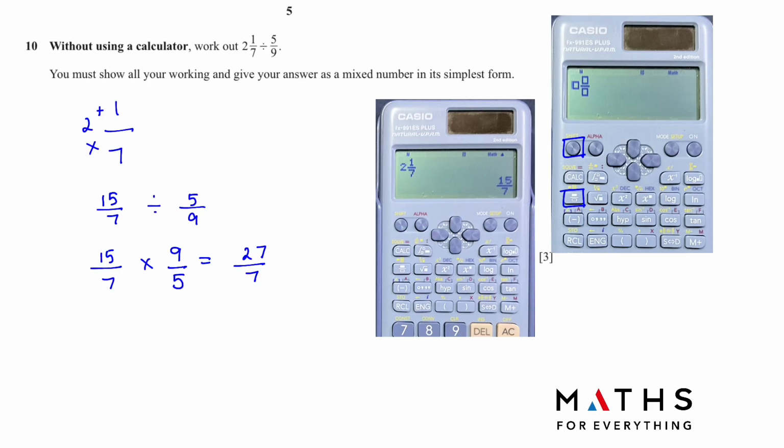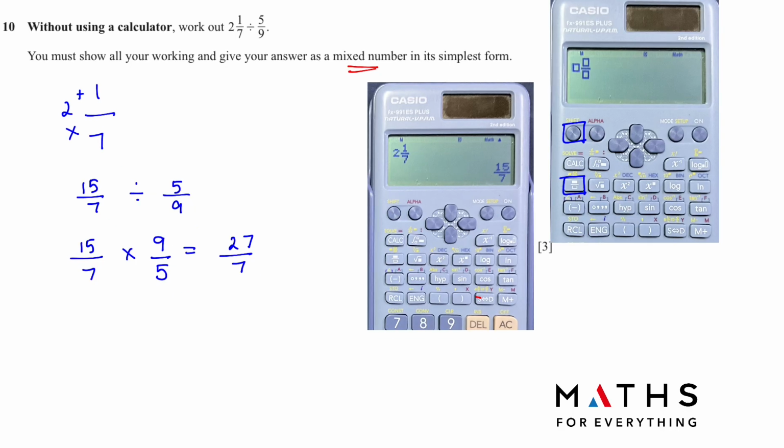So when you get this number 27 over 7 and you want to turn it into mixed number, just press this S-D button here, and you will get the answer. Okay, before pressing that button, you have to press Shift, then you press S-D. That will give us 3 and 6 over 7. You have to show all the steps, but you can use the calculator.